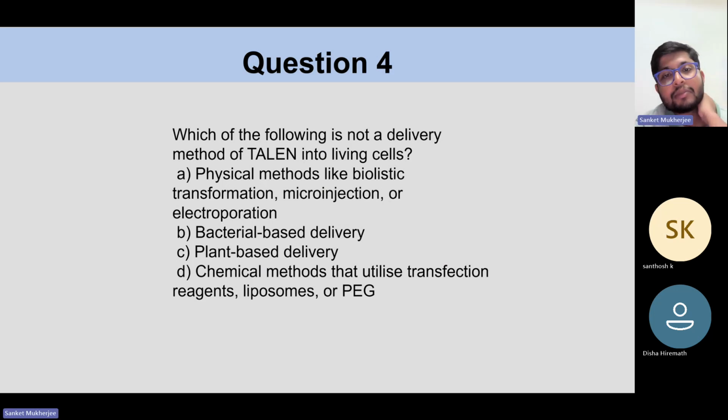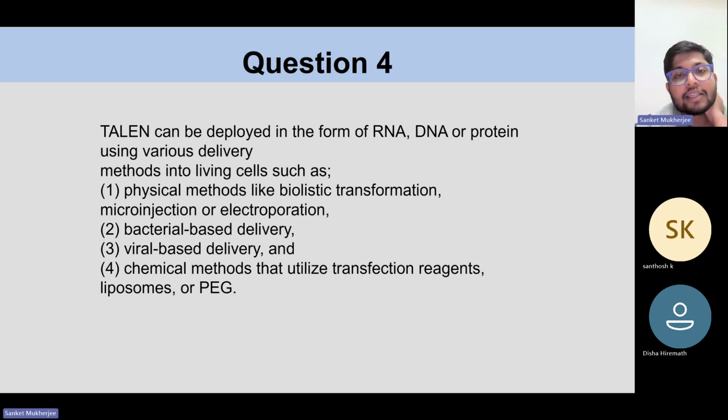Which of the following is not a delivery method for TALEN into living cells? Is it physical methods, bacterial-based delivery, plant-based delivery, or chemical methods? Plant-based delivery. Yeah, that's not there, very clearly. We have already talked about this in the slides. All the other three methods are present; however, plant-based delivery is not used. TALEN can be deployed in the form of RNA, DNA, or protein using various delivery methods into living cells, such as physical methods like biolistics, microinjection, or electroporation, bacterial-based delivery, viral-based delivery, or chemical methods that utilize transfection reagents like liposomes or PEG.